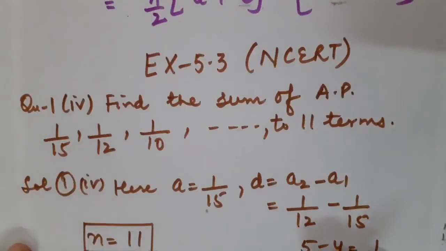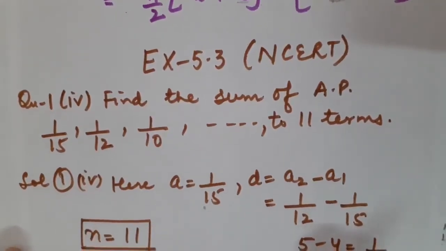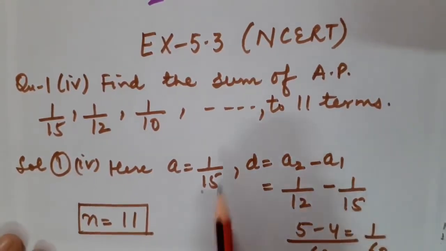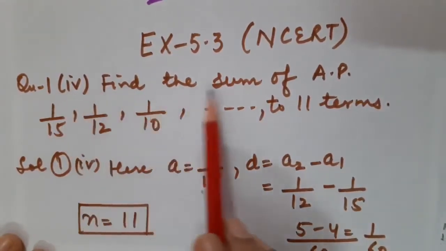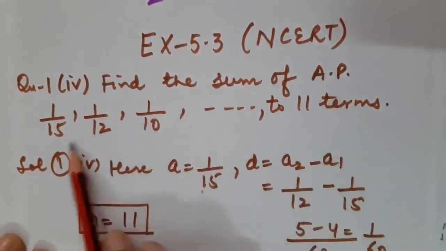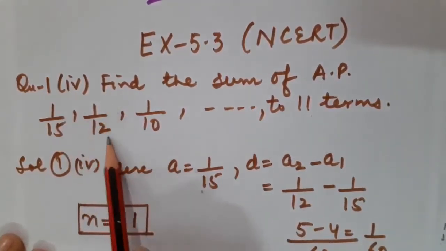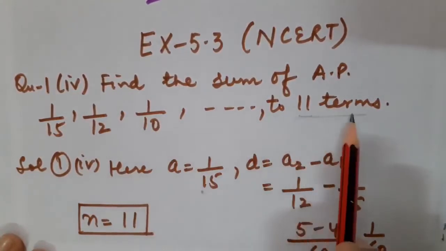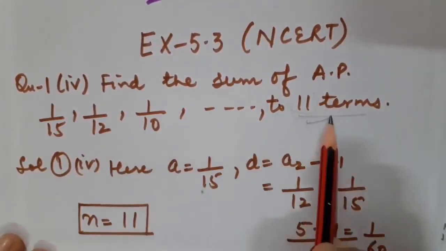Now children, I am going to take the problems based on the same concept whose derivation I have just taught you. So for that I am going to take exercise 5.3 from NCERT. This is question number 1, fourth part. Find the sum of AP. You will be having AP given. This is 1 upon 15, comma 1 upon 12, comma 1 upon 10 and so on up to 11 terms. So through this 11 terms you have come to know that n will be 11.